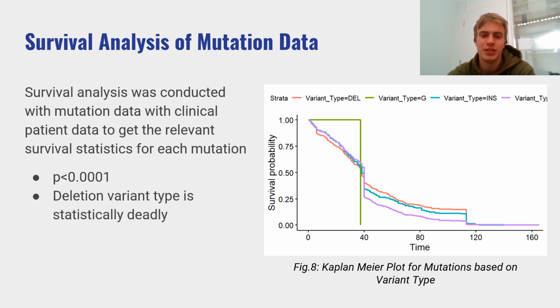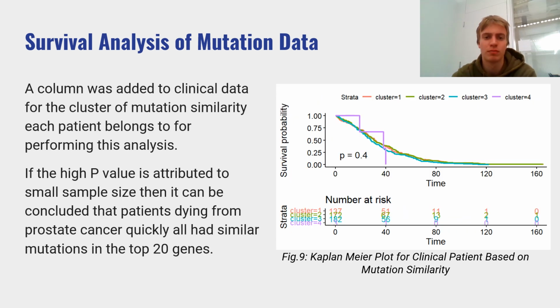The survival analysis was also performed on the mutation data by appending all clinical patient data to mutations using the patient ID. By doing that, we were able to conduct a survival analysis for variant type, where we found a deletion variant type to have a significant p-value and to be statistically more deadly than other variant types.